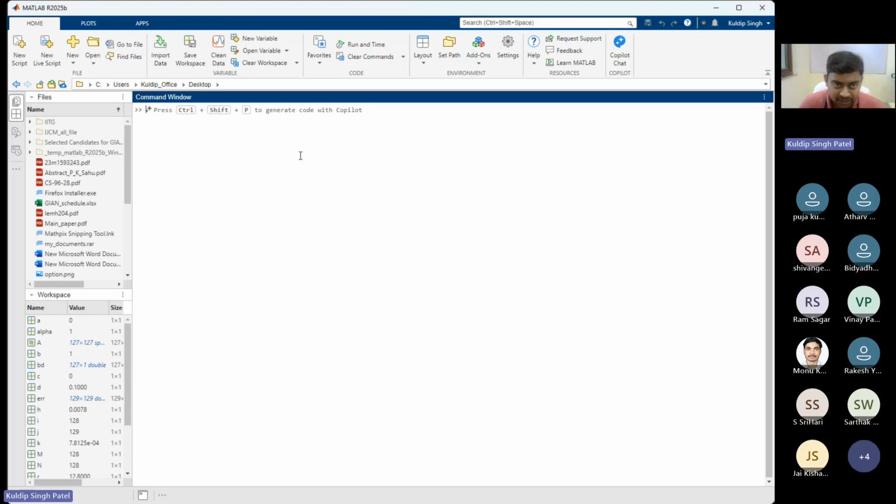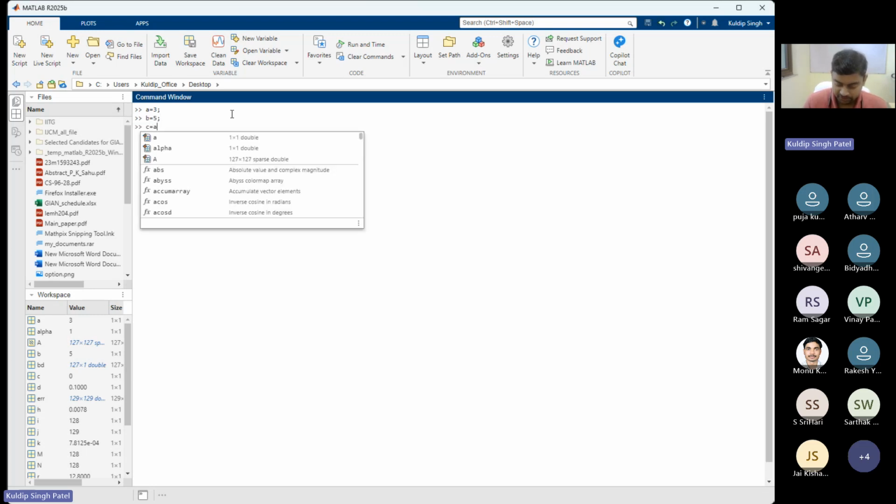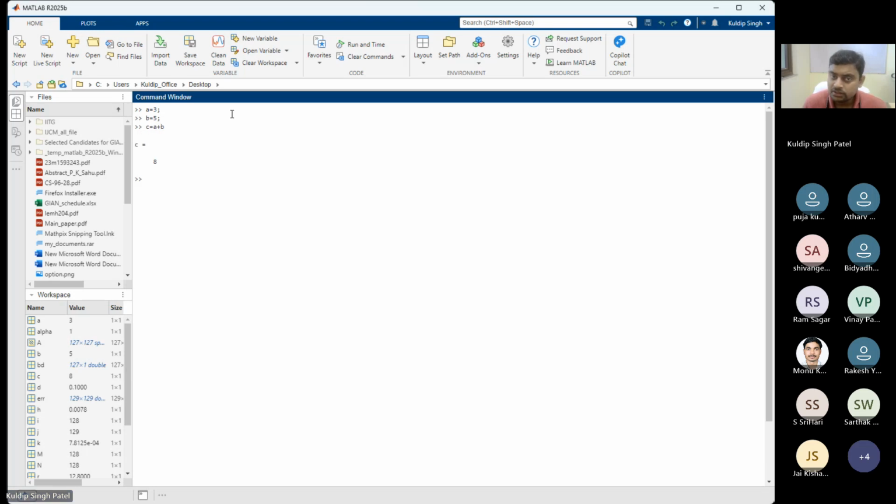So the idea is simple, you can simply write here also that a equals 3, b equals 5 and c equals a plus b, right? So why do we put this semicolon here? If you do not put a semicolon here, what will happen? It is giving you the value there only, right? If you put a semicolon, that means we restrict that, okay, you store it.